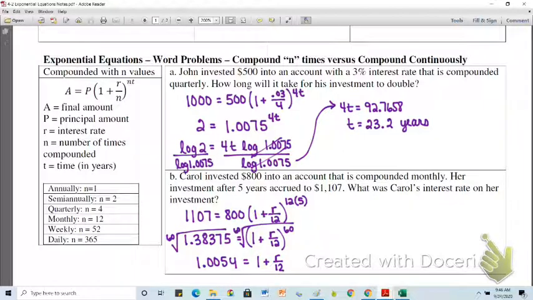I need to subtract 1. So I get r over 12 equals 0.0054. And finally multiply by 12. So my r is 0.065. Remember, we need to turn that into an interest rate, so I need to multiply it by 100. So it's 6.5%.